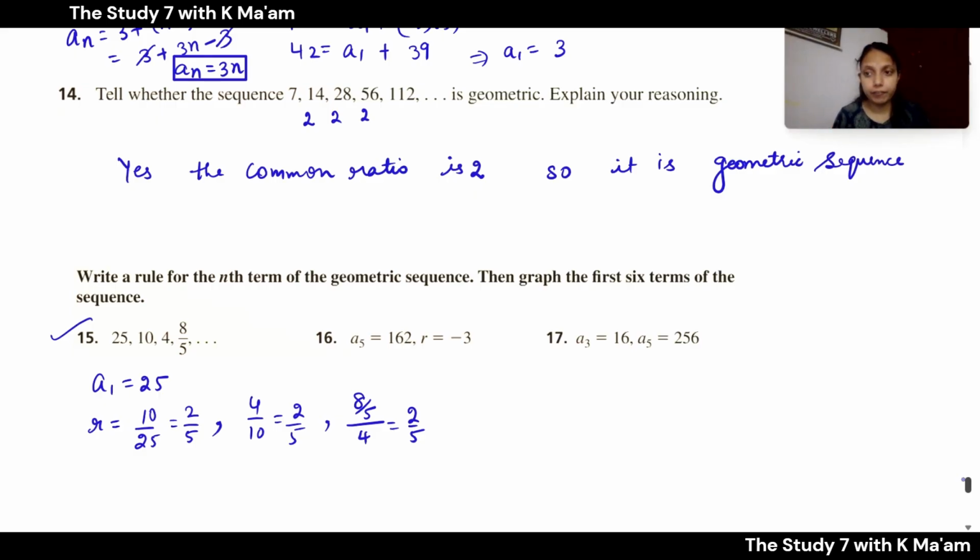The first term is 25. So we will write the nth term is first term times common ratio to the power n minus 1. So an will be first term 25, common ratio 2 by 5, to the power n minus 1. This is the answer.